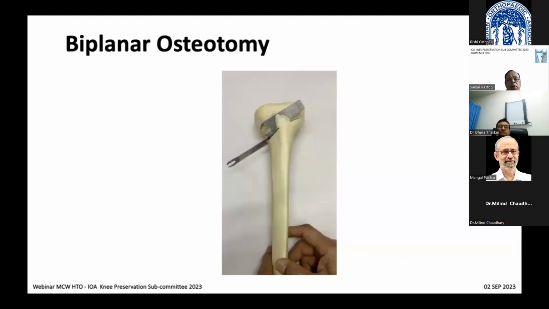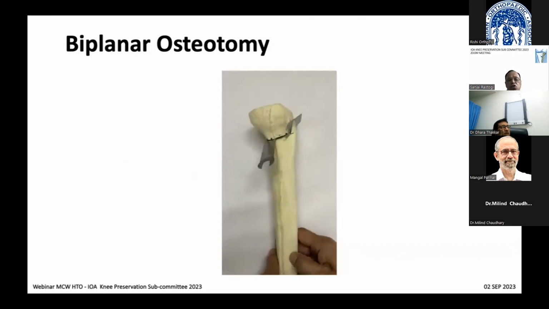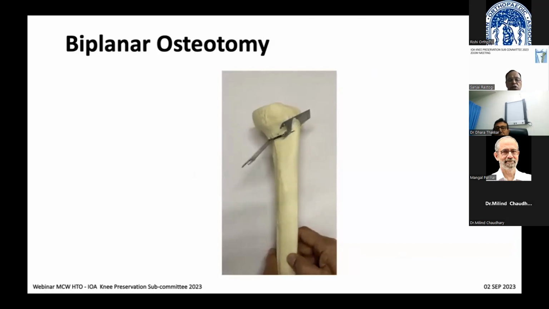This osteotomy is biplanar. The anterior ascending osteotomy is complete, as seen by the smaller saw blade, and the transverse osteotomy is an incomplete osteotomy, which is posterior.